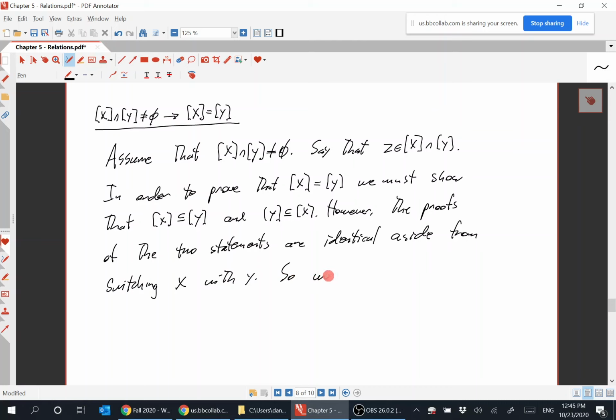We need to show that. So now we need to show, so let's just show that bracket X is a subset of bracket Y, and that'll be enough. So how do we show bracket X is a subset of bracket Y? That for any arbitrary element in bracket X, that element is also in bracket Y.